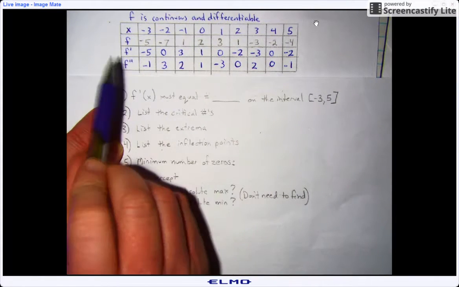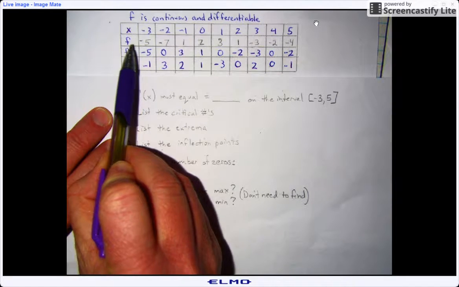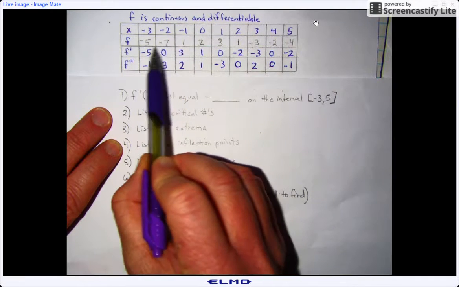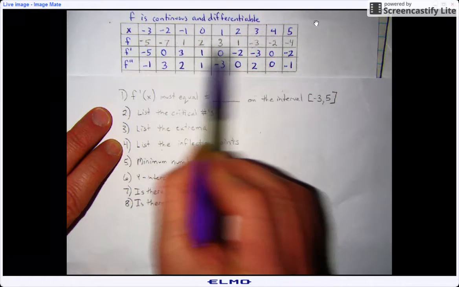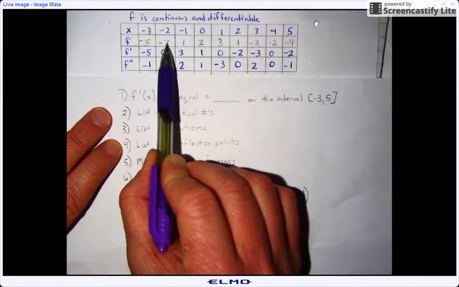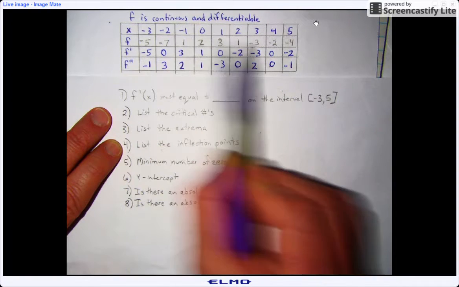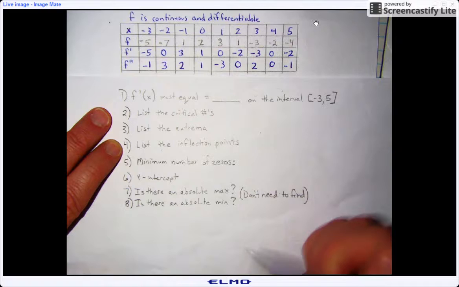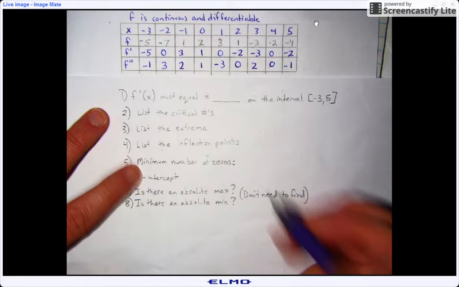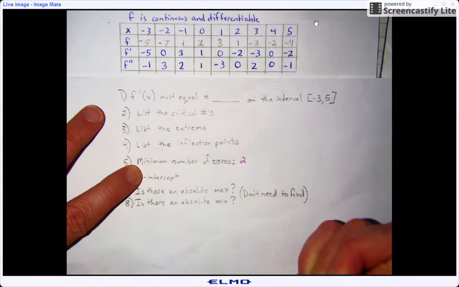Looking at this table, first of all, analyzing the function. When we're analyzing the actual function value, we just want to pay attention to where it crosses the x-axis. So there's a place right here that is a 0, and there's a place right here where we have a 0. So we know we have 2 zeros. Minimum number of zeros is 2. Okay, I'm going to answer that one first.